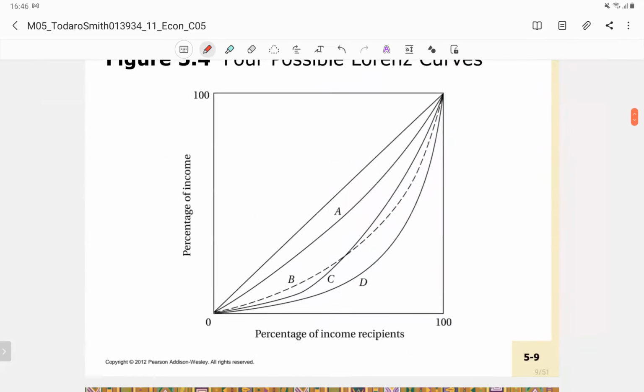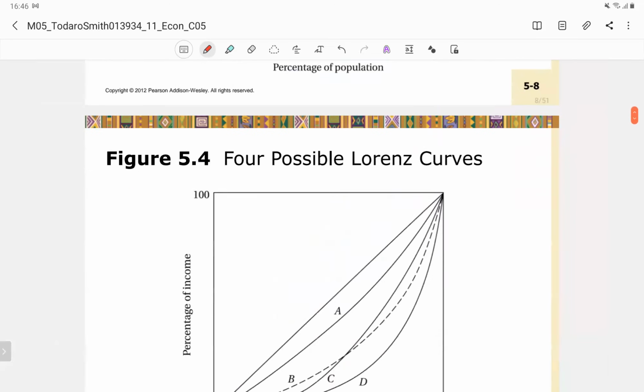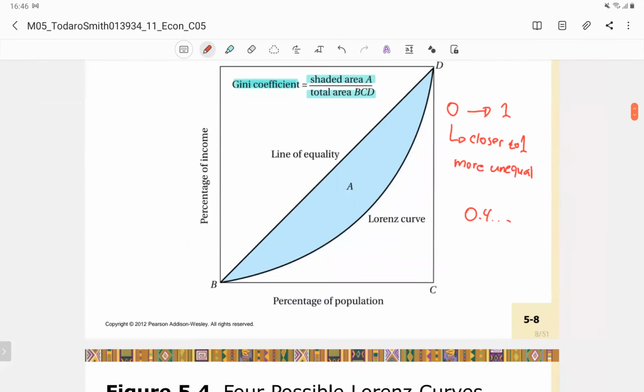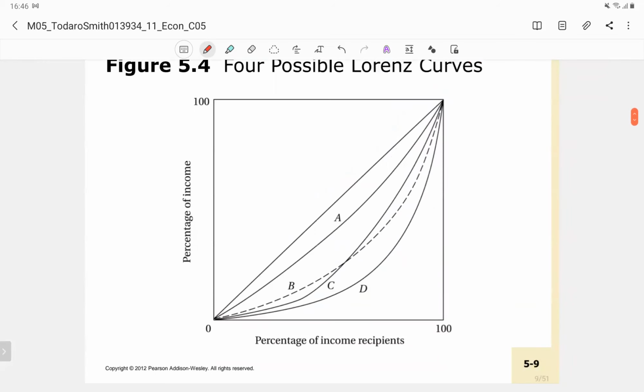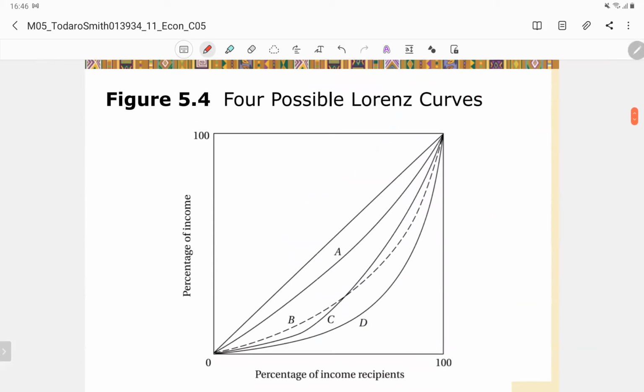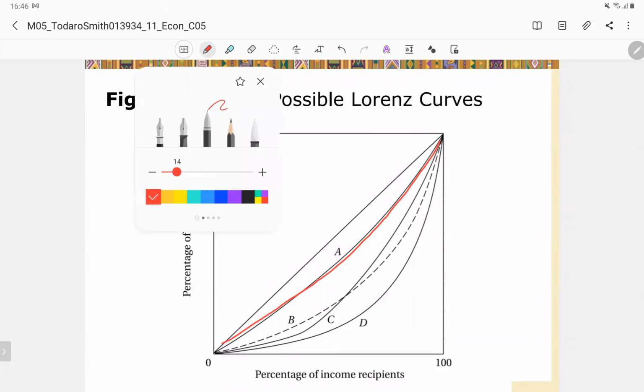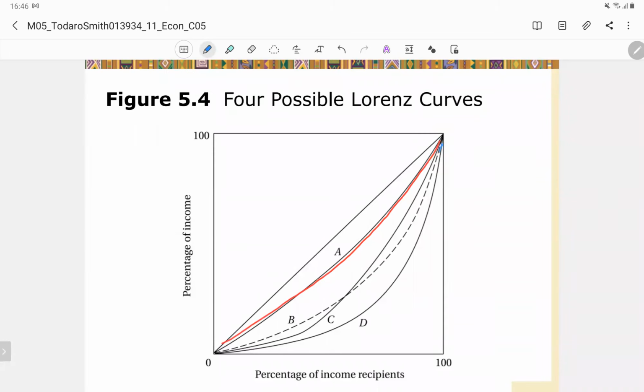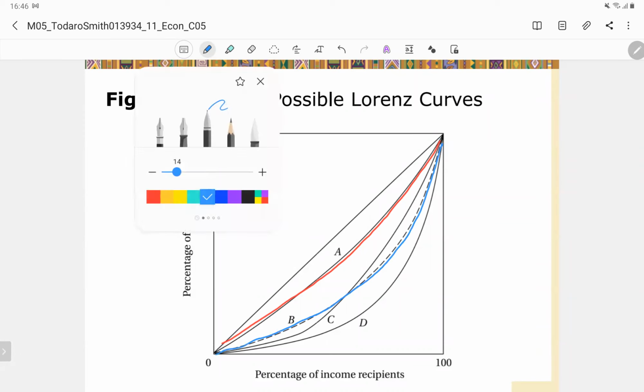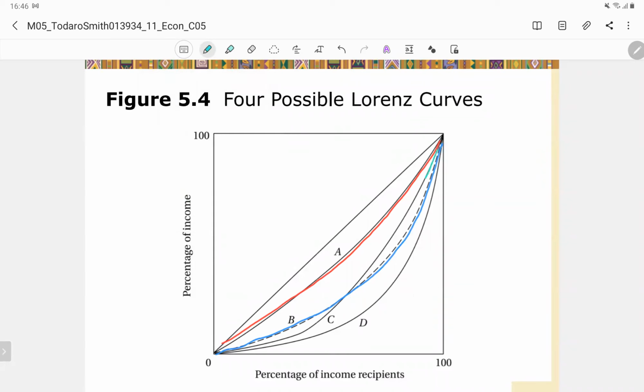and then there are a lot of possibilities for the shape of the Lorenz curve. So this is an example. The Lorenz curve could be shaped like this. This is line A, but it can also be shaped like line B here. It can also be shaped like line C. It can also be shaped like line D here. So there are a lot of possibilities, depending on the society. Okay.